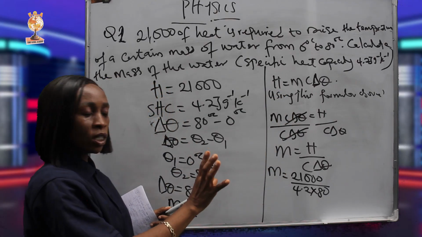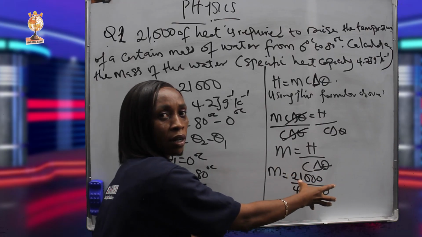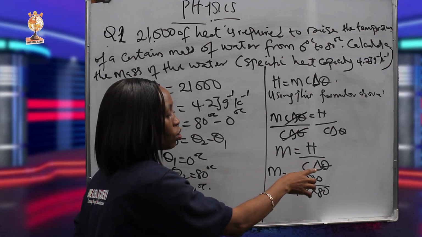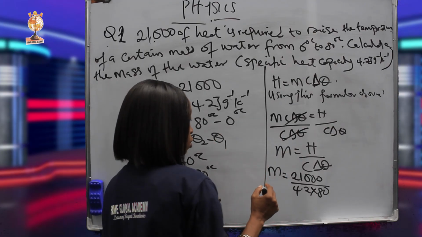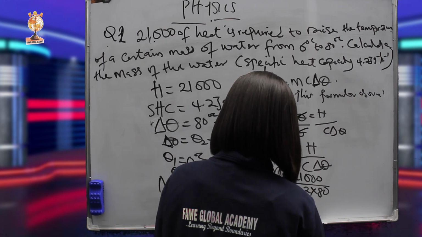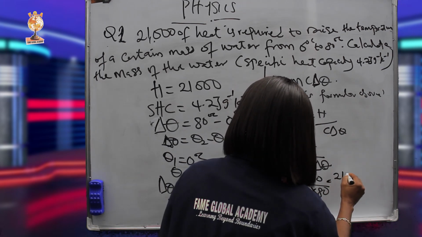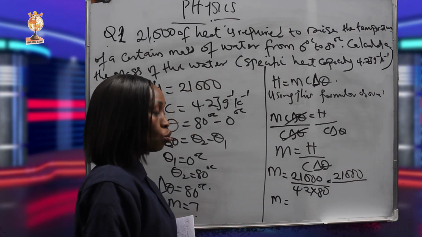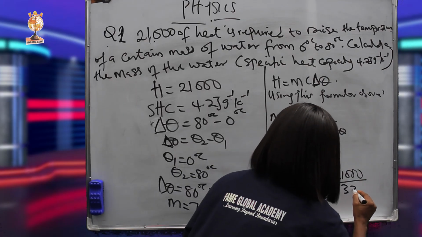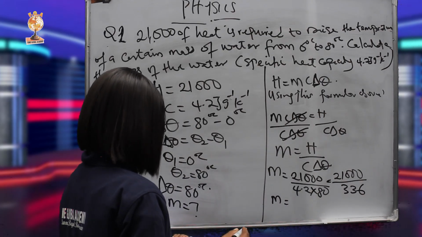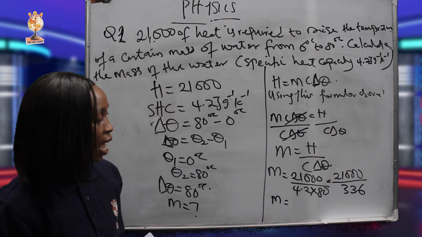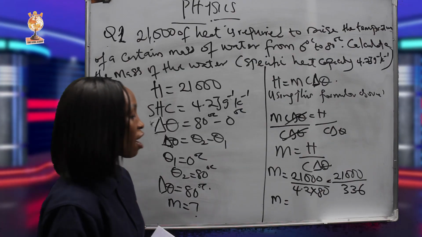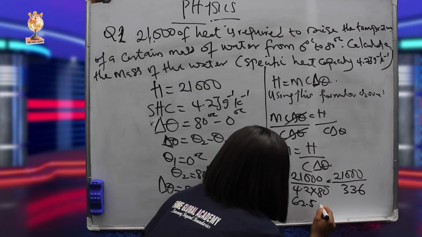Having done that, I will now input this into the formula. M is equal to 21,000 all over 4.2 times 80. Okay, let's continue. If I multiply 4.2 times 80, I will have 336. And if I now divide 21,000 by 336, I have 62.5 grams.